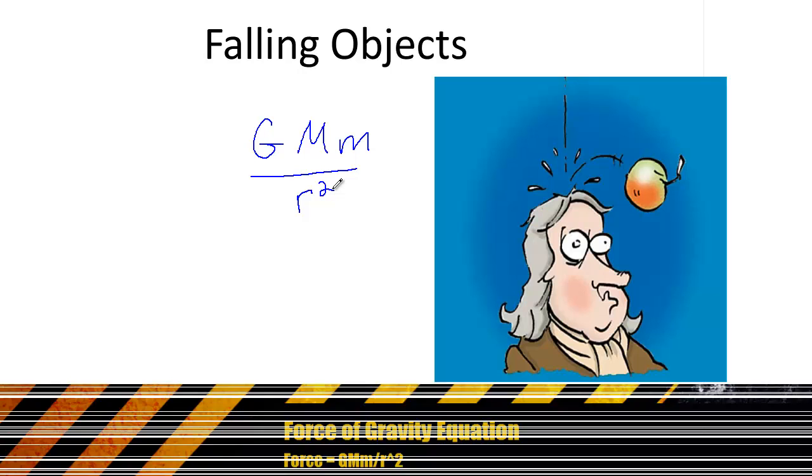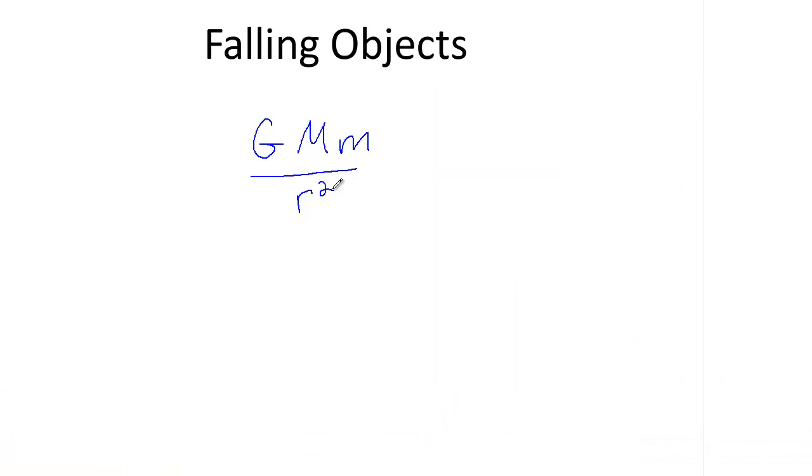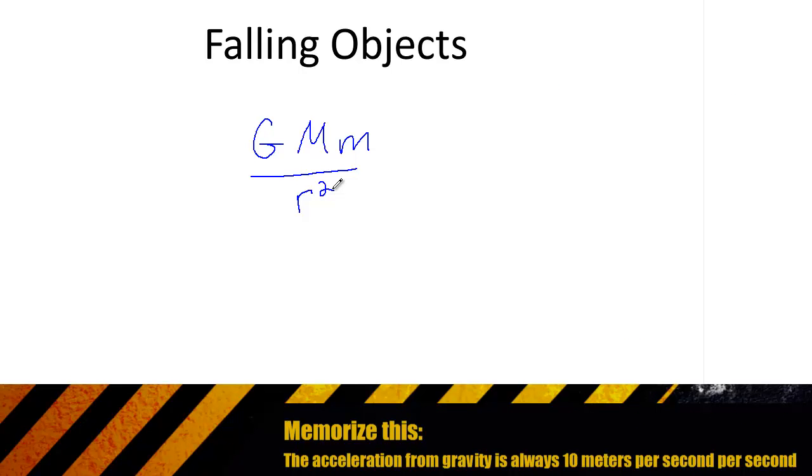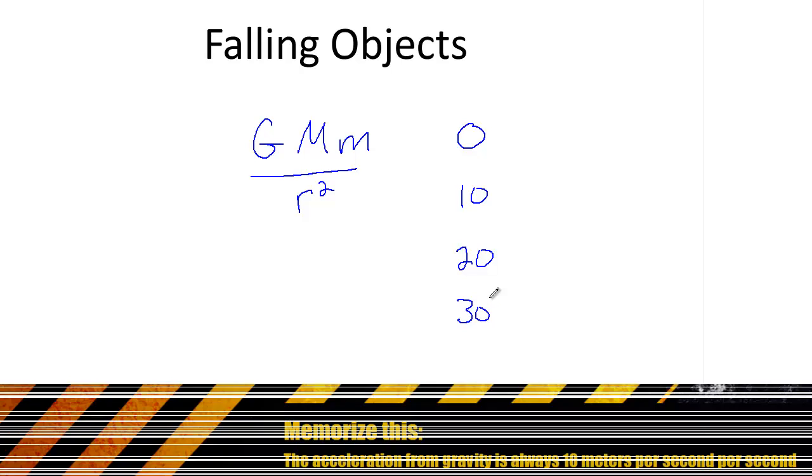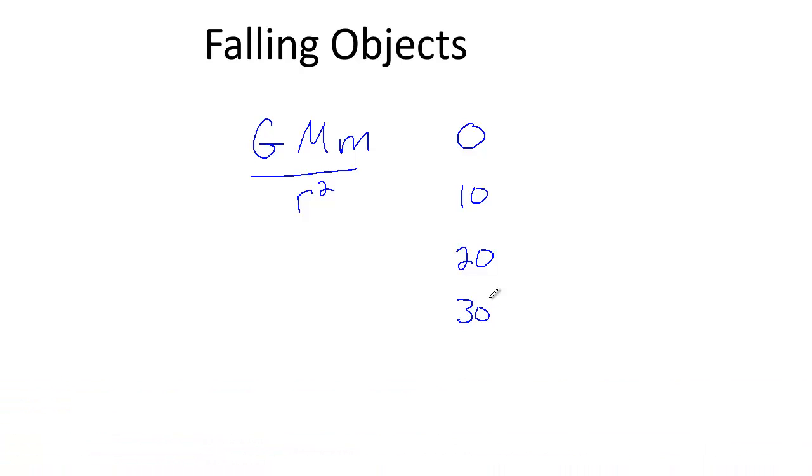And that force will cause those objects to accelerate towards each other. On Earth, all objects accelerate towards Earth at a rate of 10 meters per second each second. So if you drop something, initially it has a velocity of 0. 1 second later, it will be falling at 10 meters per second. 2 seconds later, it will be falling at 20 meters per second, and then 30 meters per second, and so on and so forth. And that will hold true for objects both very, very heavy and objects very, very light.